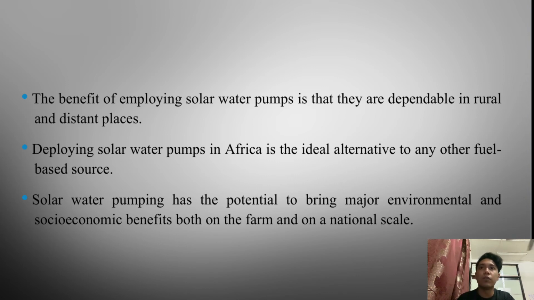For example, in Africa, one of the world's poorest isolated locations, with a lot of water and prevailing sunny weather most days of the year. As a result, deploying solar water pumps in Africa is the ideal alternative to any other fuel-based source and one that can stimulate life in all parts of the continent. Solar water pumps have the potential to bring major environmental and socio-economic benefits both on the farm and at the national scale.